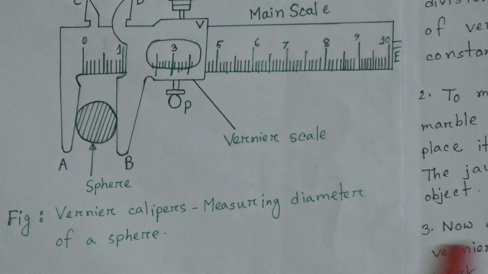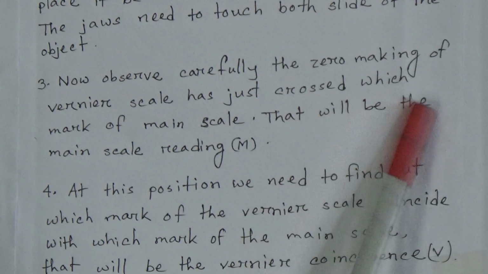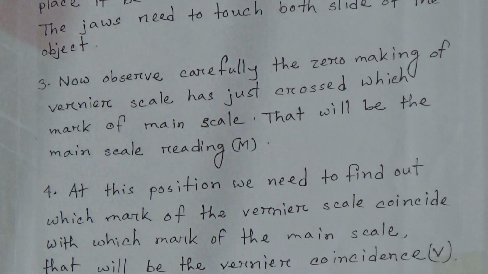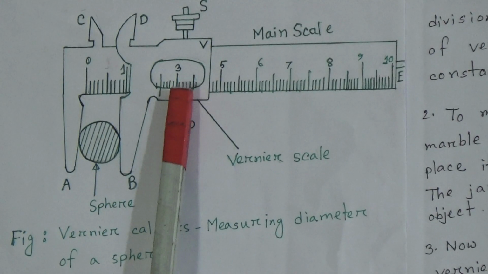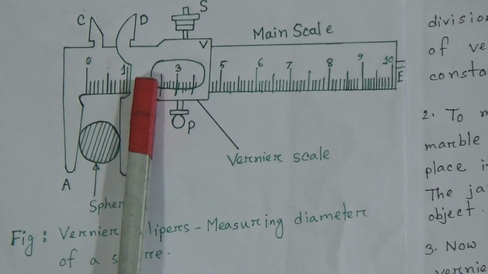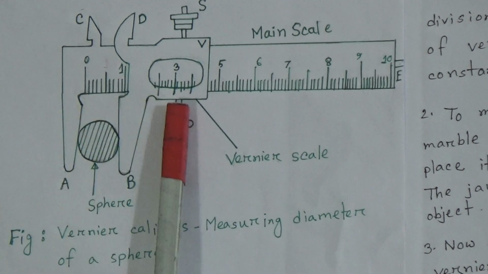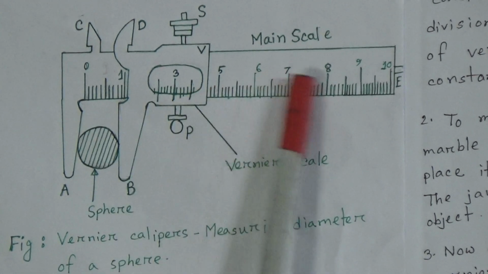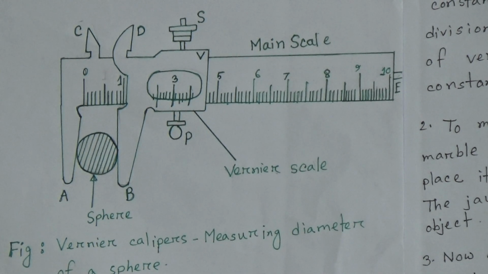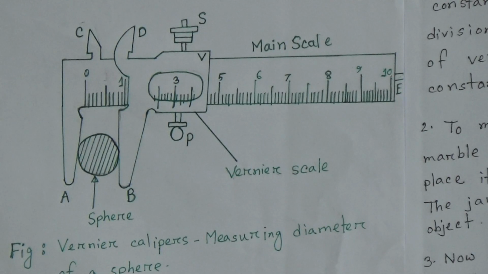And number 3, now observe carefully. The zero mark of the Vernier scale has just crossed which mark of the main scale? This is the Vernier scale. Which mark crossed the main scale, that will be the main scale reading, that means capital M.